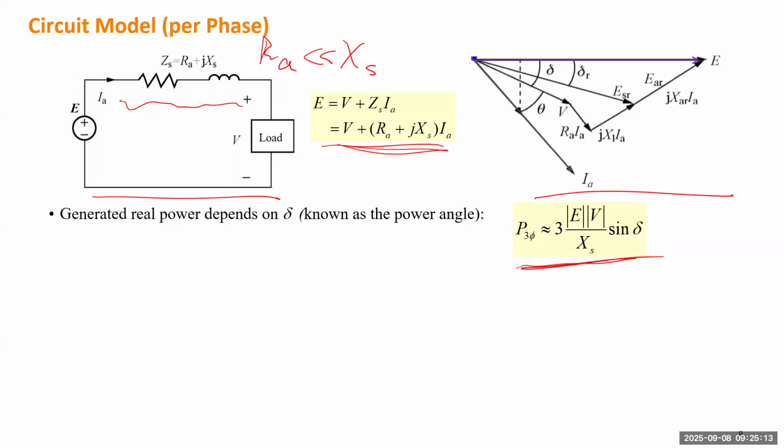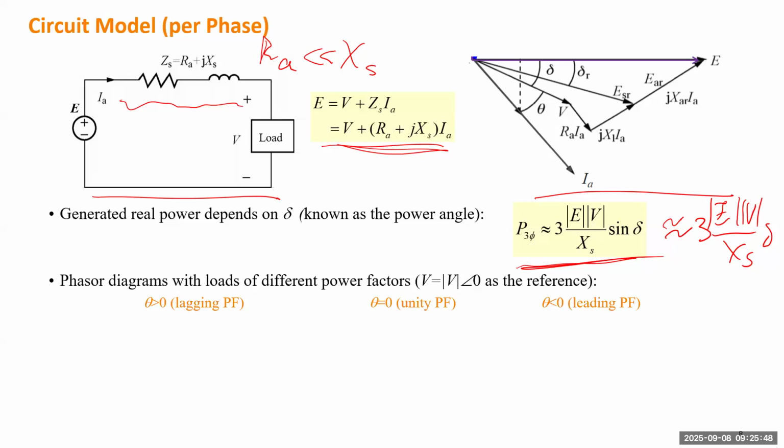The 3 is because we consider 3 phases. The generator still has 3 phases. For each phase, it will be the product of the voltage magnitudes on both ends divided by the total reactance, then multiplied by sin delta. If delta is very small, sin delta is basically just delta, roughly. Usually this is good enough if delta is less than, let's say, 20 degrees or 15 degrees.